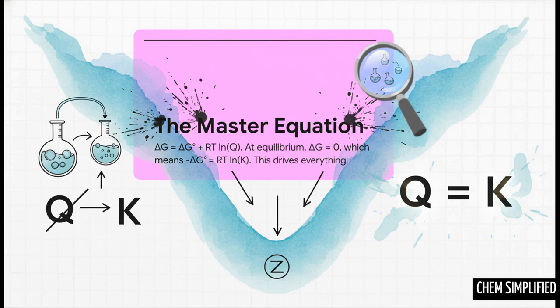The key is that RT ln Q part. When you're not at equilibrium, Q isn't equal to K, and that term makes delta G non-zero. The ball is rolling. The system only stops shifting, it only reaches the bottom of the valley, when Q finally equals K, because that is the one and only condition that makes delta G equal to 0.